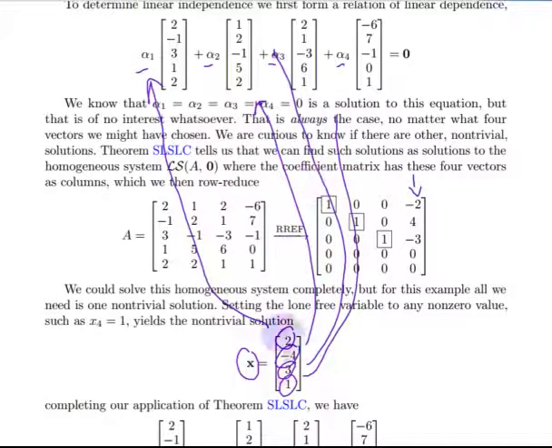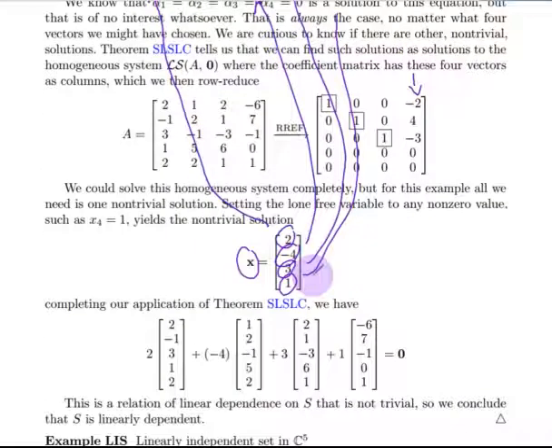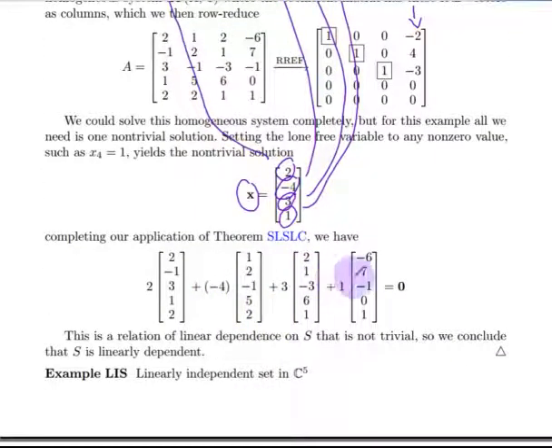If I put these constants in for alpha 1, alpha 2, alpha 3, alpha 4, and you can verify that you will in fact get the sum of these vectors with these constants gives me a 0. Okay, so that means that we have a non-trivial relation of linear dependence. So the set of these 4 vectors is linearly dependent.